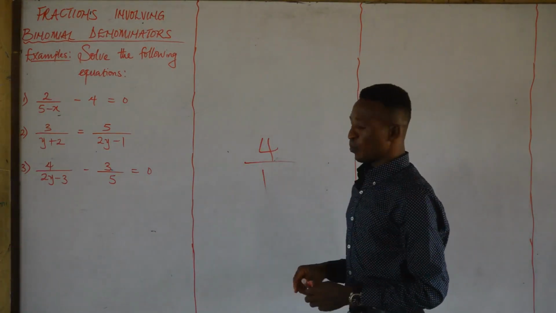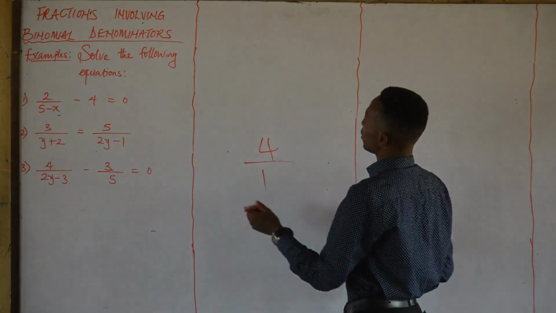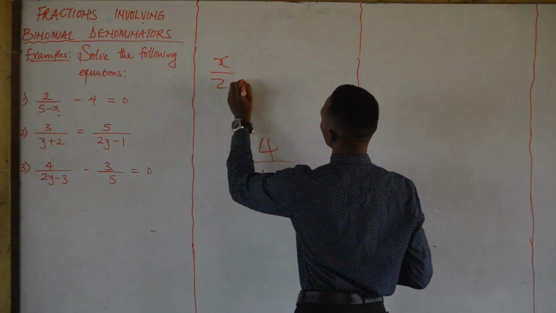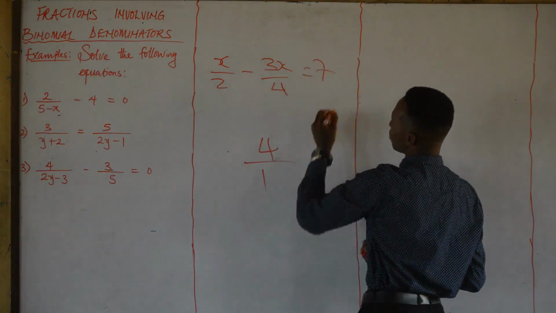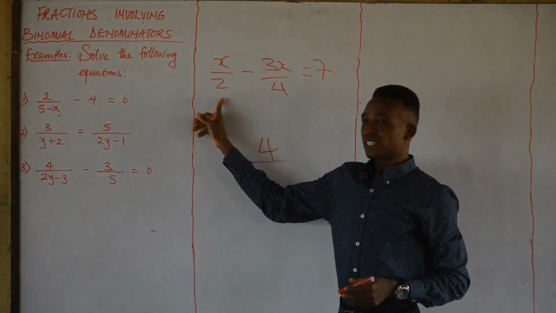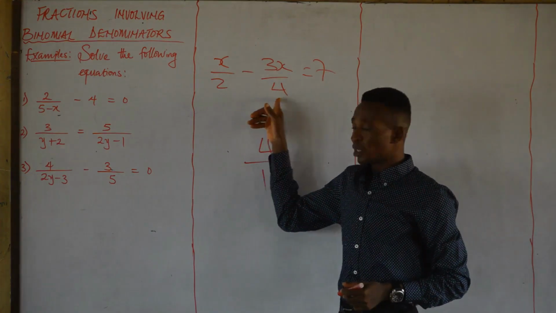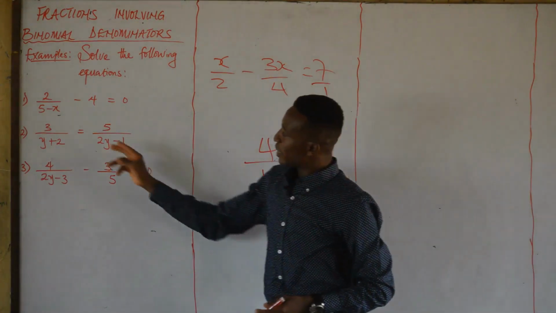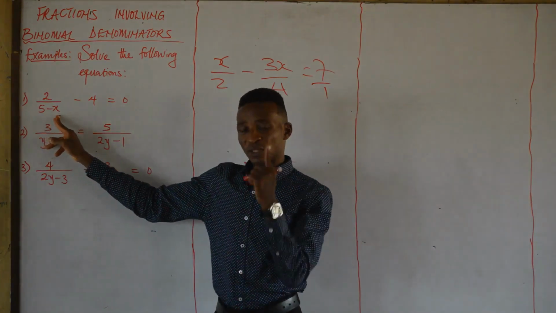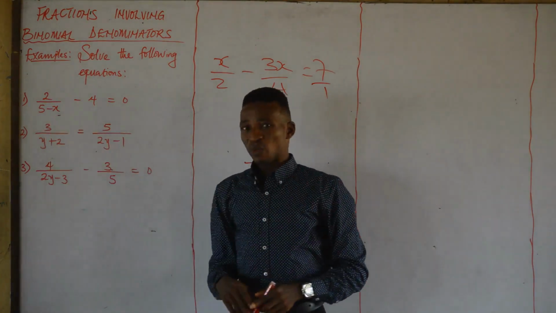So that means, as opposed to what we did in our last class where we had something like x all over 2 minus 3x all over 4 equals 7, that was a single denominator, and this was a single denominator here, because this is also all over 1. But in this case, we're having two different variables for just one denominator. So that's why we call it bi.